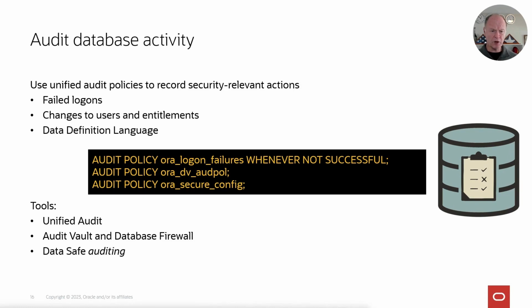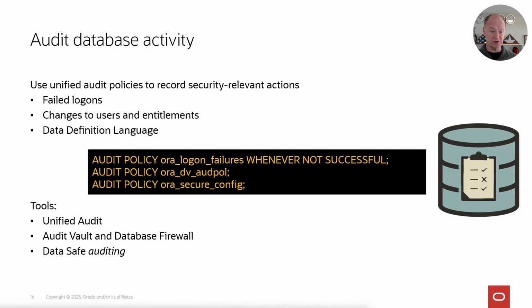But what we're going to do is use Unified Audit to audit some common security issues. If someone tries to log into the database and fails, we want to know that. That's a good security event. If someone creates a new user or tries to create a new user or grants roles to that user, we want to know that. That's a security event. And if someone is changing structures within the database, changing the definition of the data, we want to know that too.